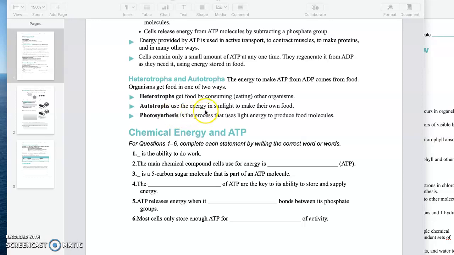Autotrophs use energy to make their food, not just the energy of sunlight, any kind of energy they can find. It is true 99% of the time it is sunlight, but there are chemoautotrophs that use chemicals to make their own food, not the sunlight. And then photosynthesis we've already talked about. That's the process by which plants, autotrophs, use the sunlight to make sugar.